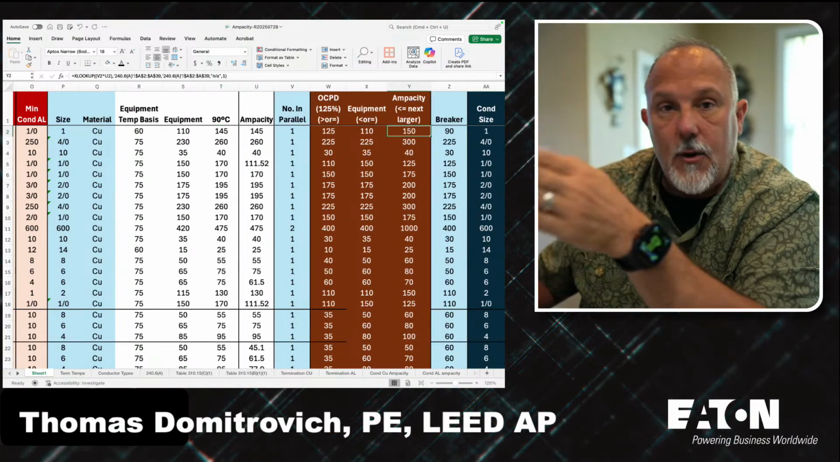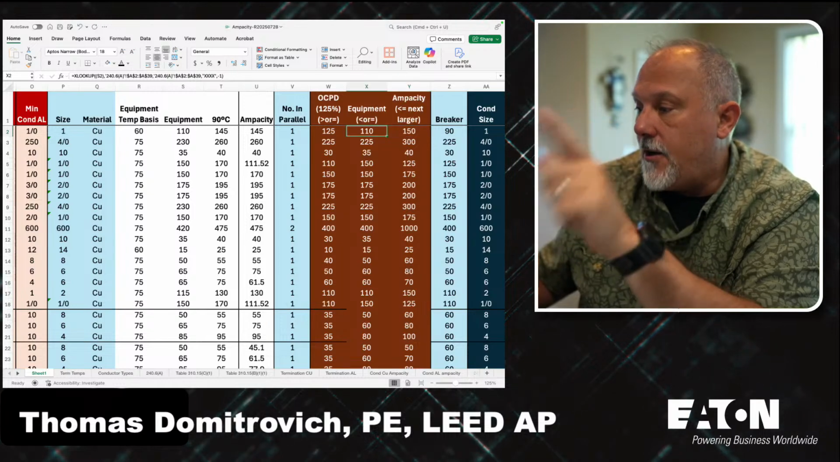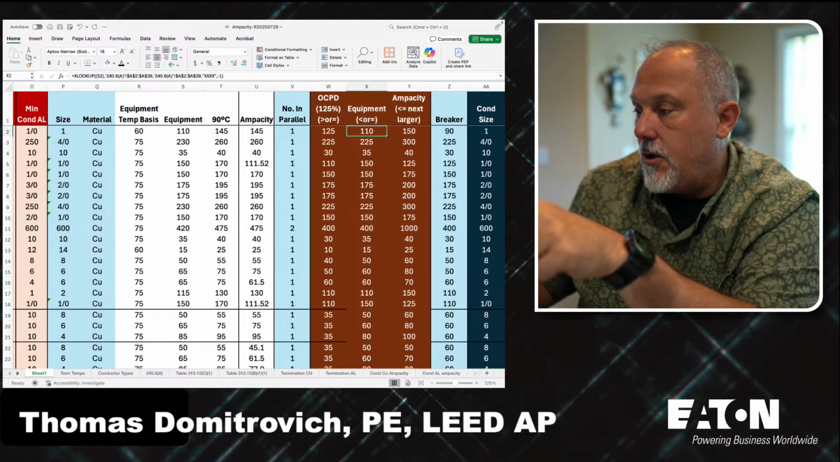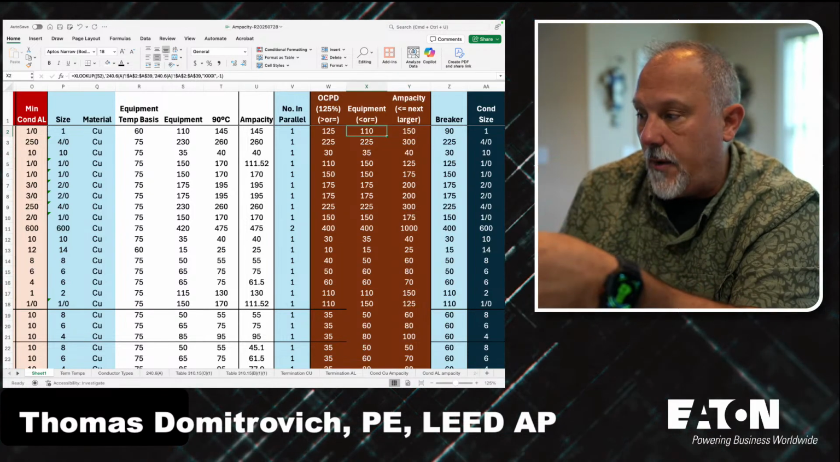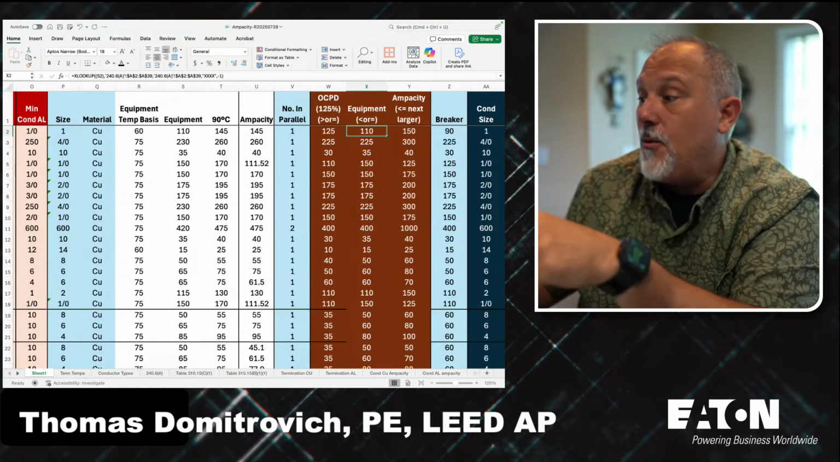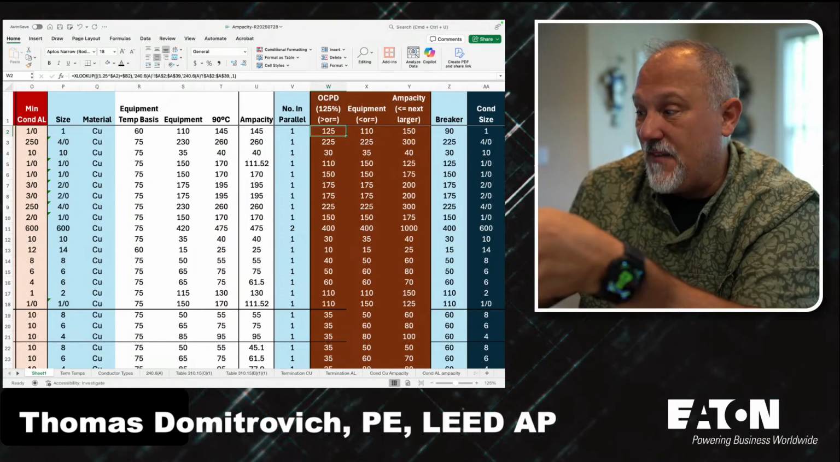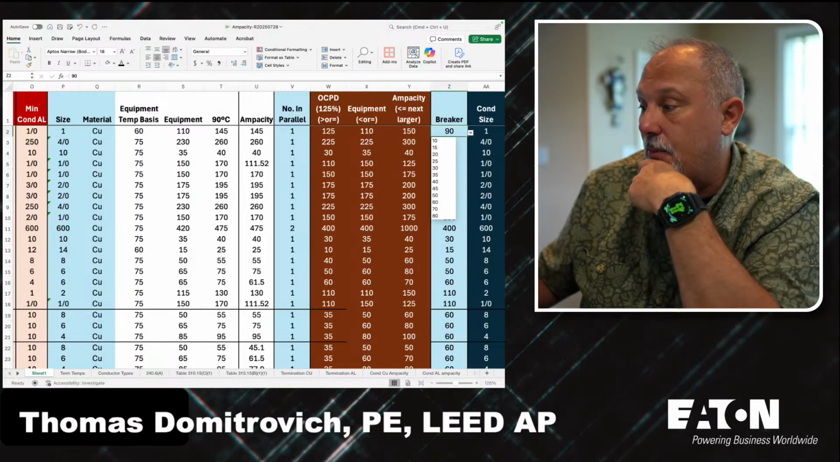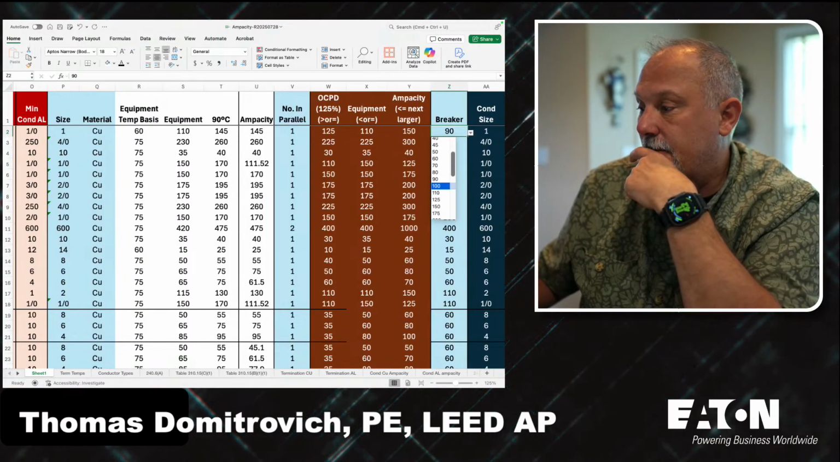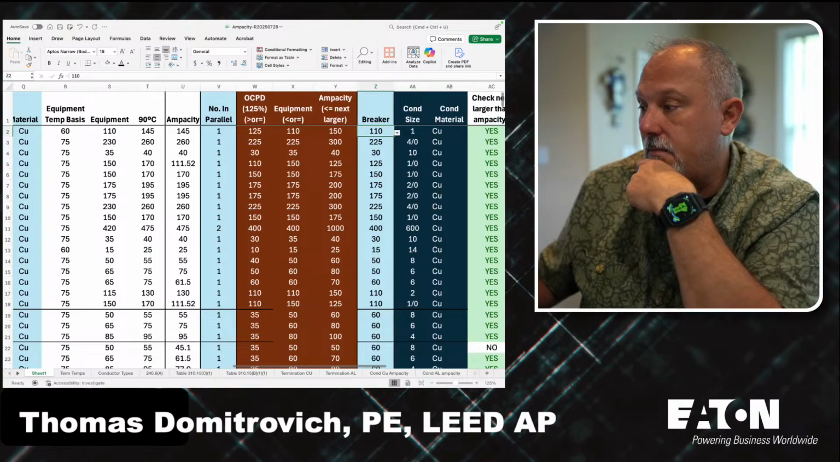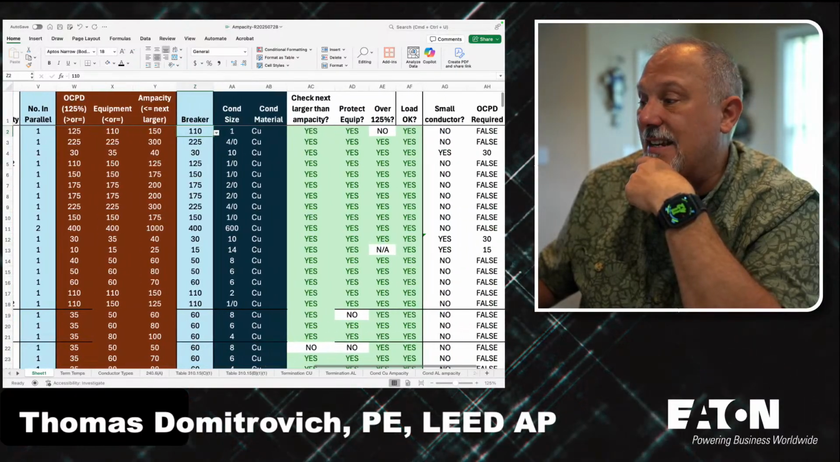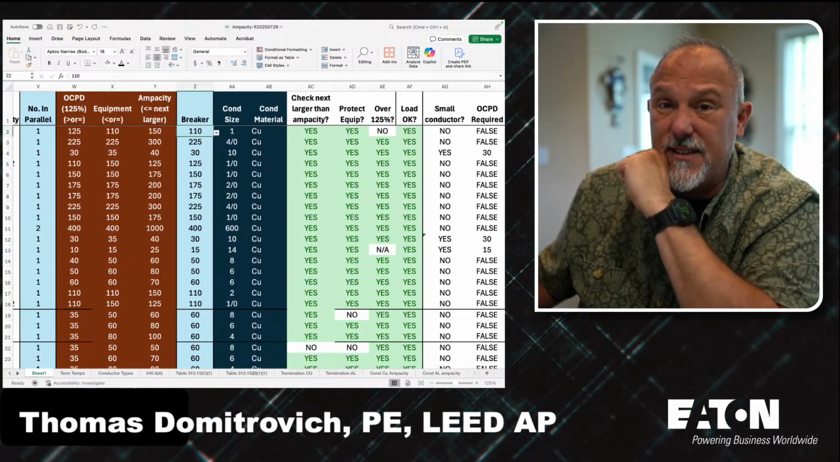There's my 150 or less. So a 110 amp breaker would protect the equipment. It would not be greater than or equal to 125%. So I'm going to try a 110 amp breaker because that's my minimum. And everything is good except I'm not over 125%.